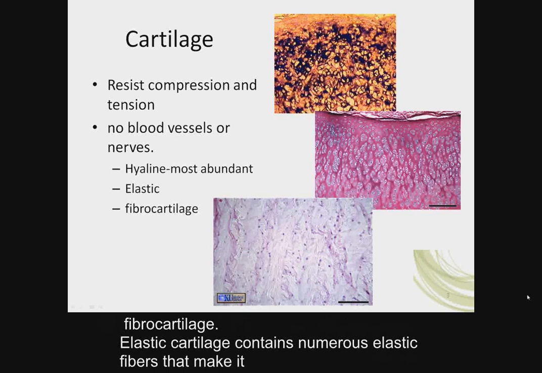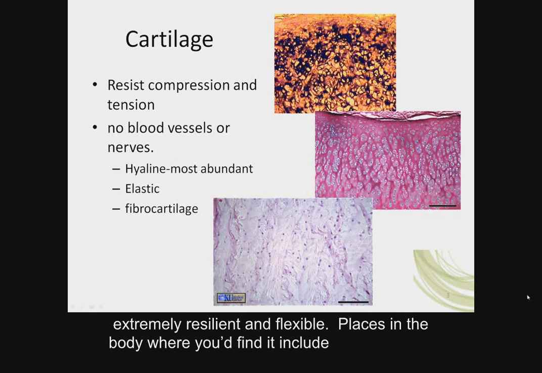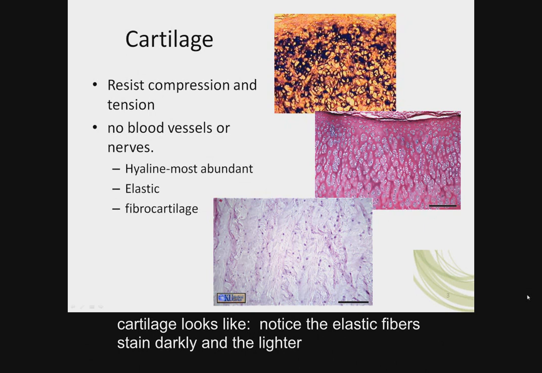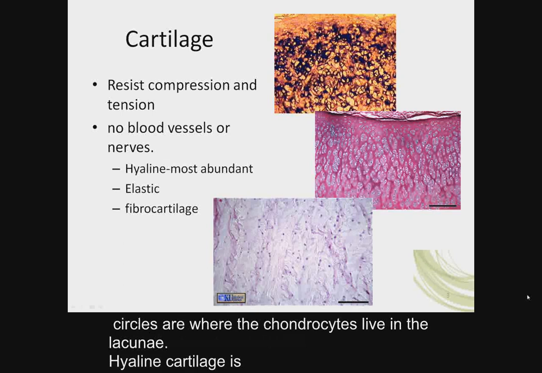Elastic cartilage contains numerous elastic fibers that make it extremely resilient and flexible. Places in the body where you'd find it include the ear, your epiglottis, and your eustachian tube. The top slide shows you what elastic cartilage looks like. Notice the elastic fibers stained darkly, and the lighter circles are where the chondrocytes live in the lacunae.